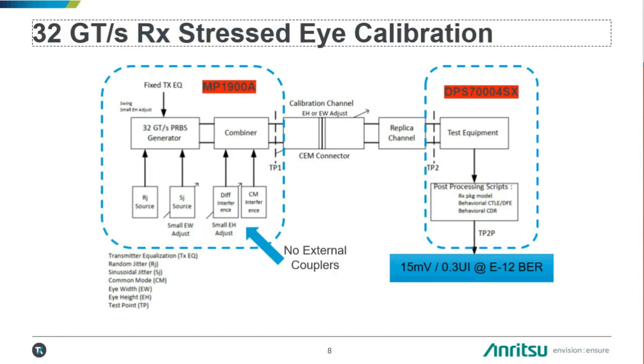There's the ability to inject different amounts of stress. For Gen 5, we care about adding random jitter and sinusoidal jitter, specifically at 100 megahertz. We also have the ability to add a crosstalk term, a differential mode interference term, and also a common mode interference term as well. This is all integrated into that instrument. You can see no external couplers.